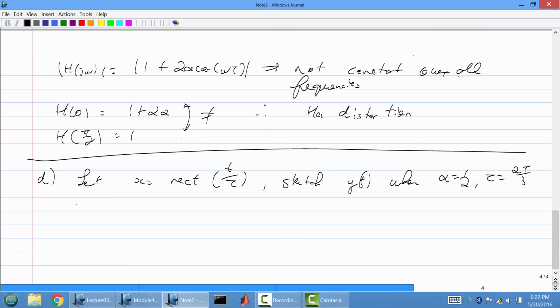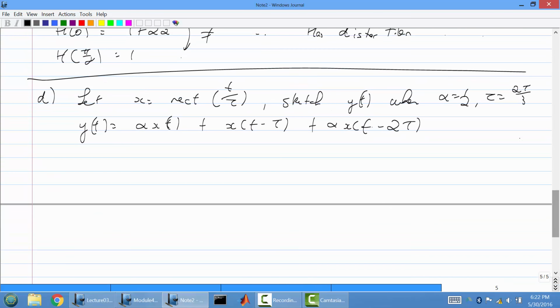Okay? So if you remember what the expression was, we had alpha x of t plus x of t minus T here, right? And plus alpha x of t minus 2T. Okay, so this is actually really simple to do. This is like a joke, all right? So in this case, we have tau is equal to 2T over 3.